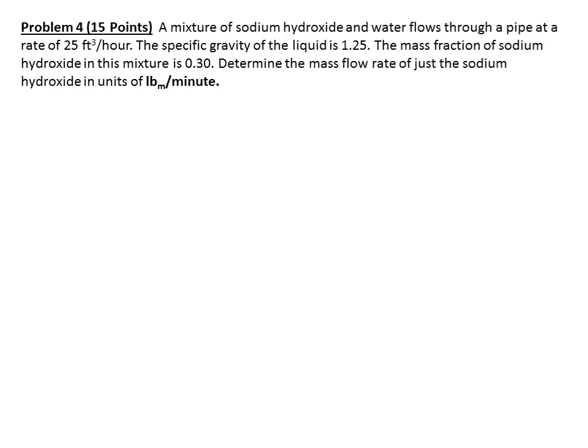We have a mixture of sodium hydroxide and water flowing through a pipe, and the flow rate is 25 cubic feet per hour, and we're given the specific gravity of 1.25. And knowing that the mass fraction of sodium hydroxide in the mixture is 0.3, we're to determine what the mass flow rate of just the sodium hydroxide is in units of pound mass per minute.